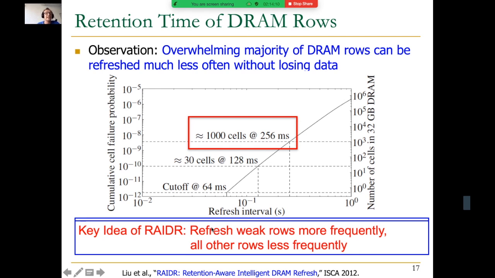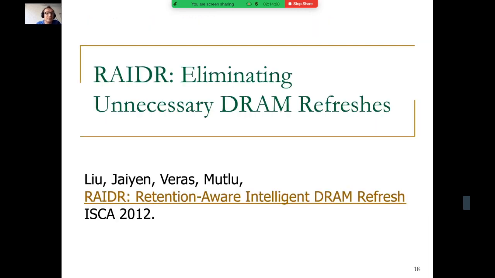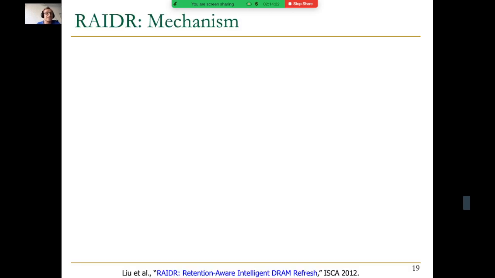Okay, the key idea that we're going to exploit is to refresh weak rows more frequently, and all other rows less frequently. Actually, this could be implemented at the memory controller. This could also be implemented at the memory chip itself. So there could be different places where it could be implemented. But this is the idea. And this was presented even before we developed our infrastructure, because we developed the infrastructure to test whether this key idea is going to be viable and how we can make it viable. So let's talk about this a little bit.